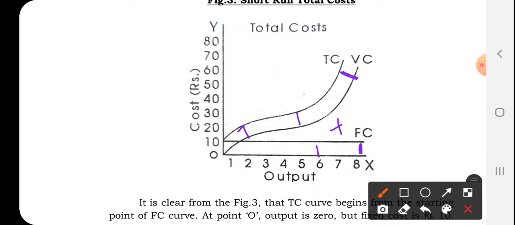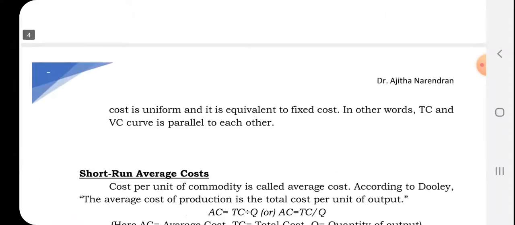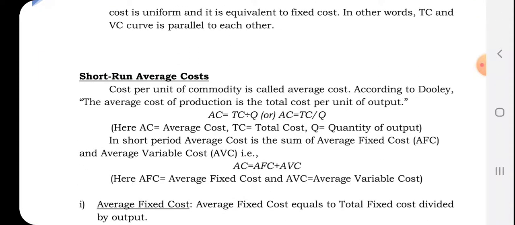So the total cost is taking the shape of the variable cost. Next one is short run average cost. What is short run average cost? Average cost tells you about the cost per unit. Cost per unit of commodity is known as average cost.